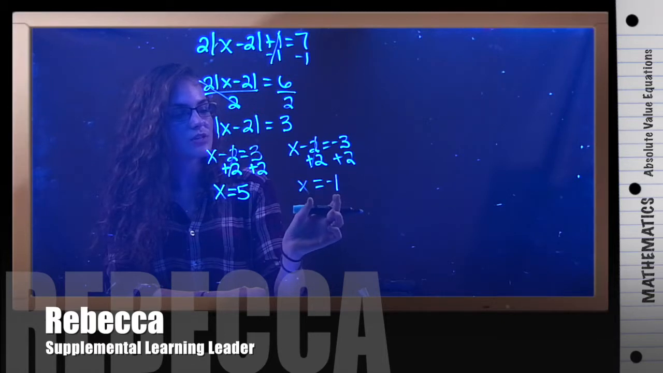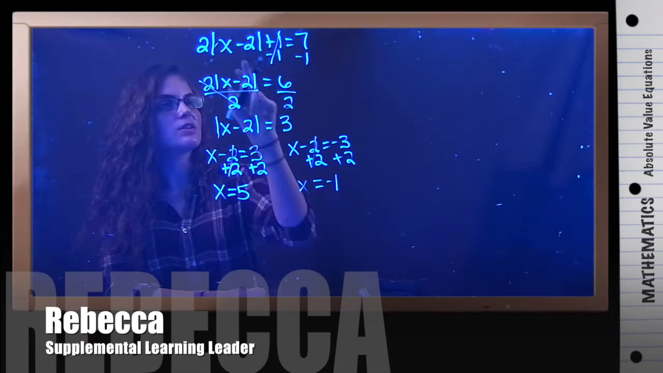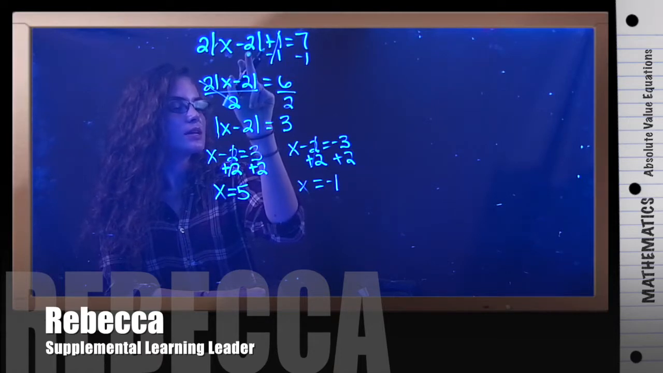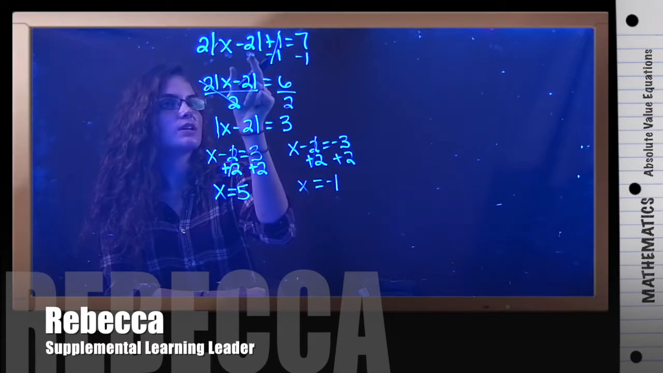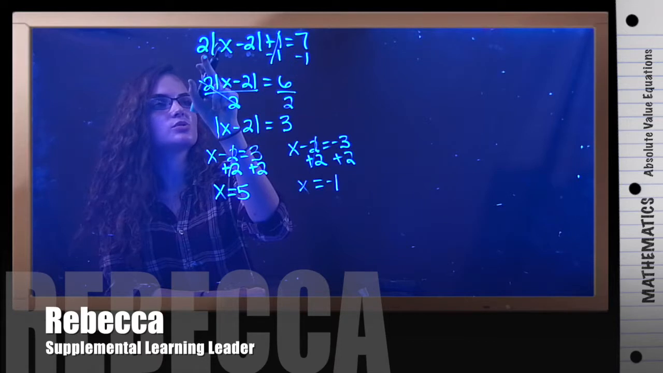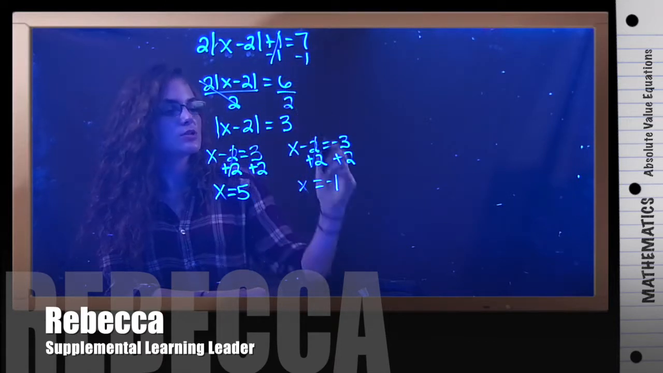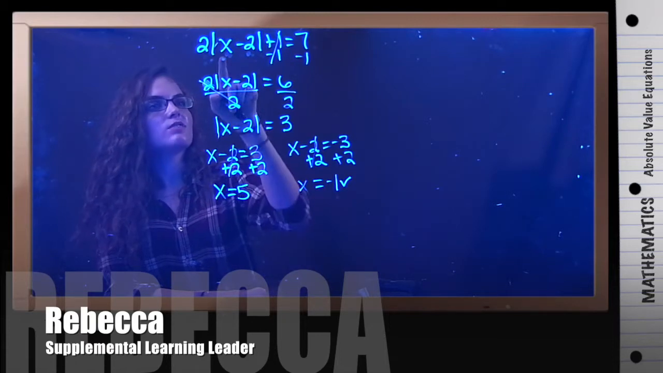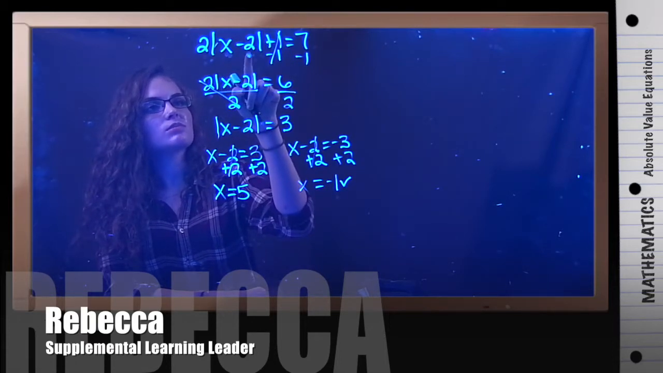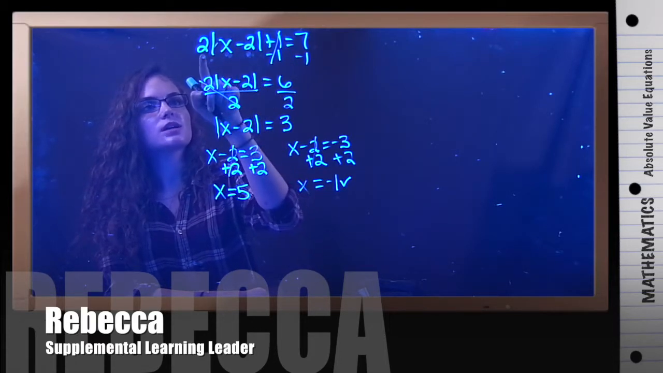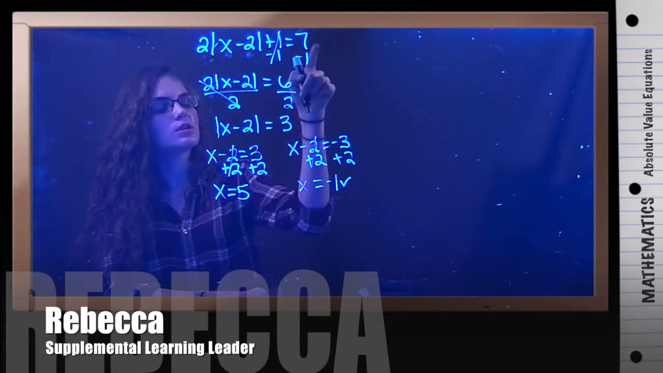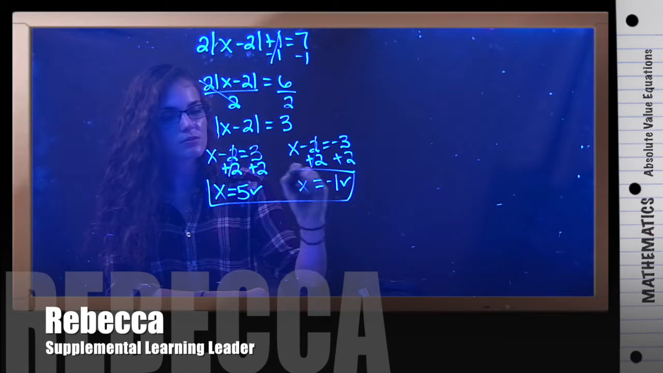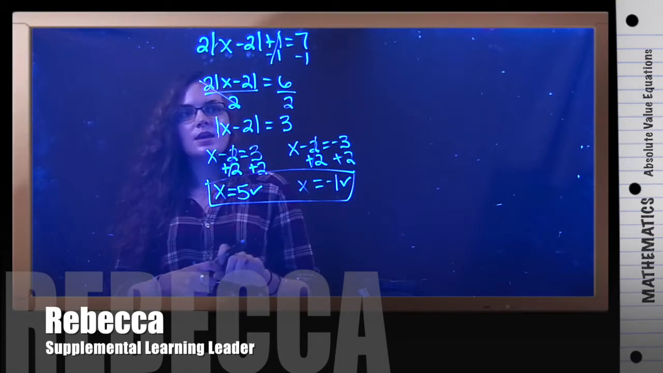We can mentally check this. If we plug in negative 1, negative 1 minus 2 is negative 3. The absolute value of negative 3 is 3, times 2 is 6, plus 1 is 7. So this one works. We can do the same thing with a 5. 5 minus 2 is 3. The absolute value of 3 is 3, times 2 is 6, plus 1 is 7. So they both work. They're both valid solutions. And that's it.